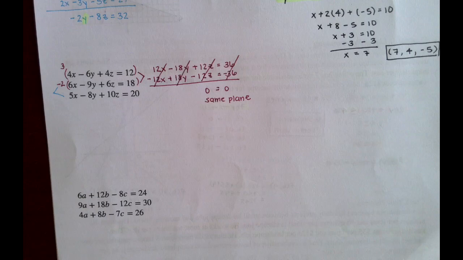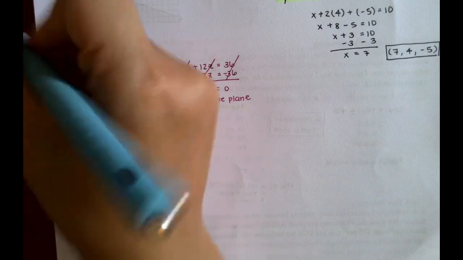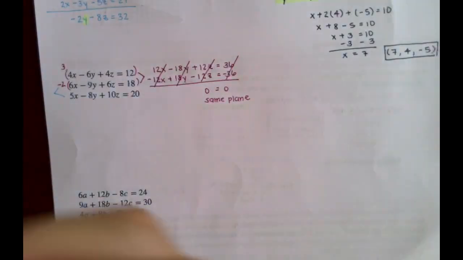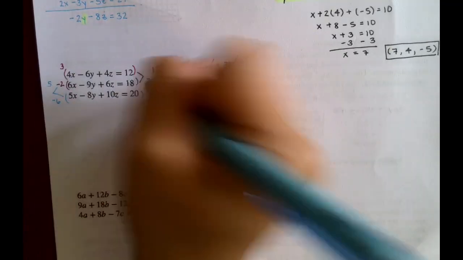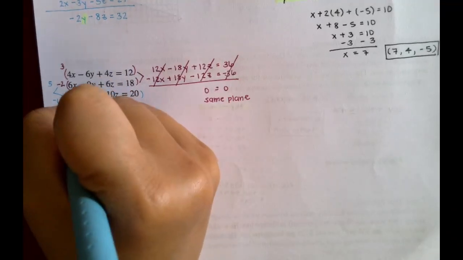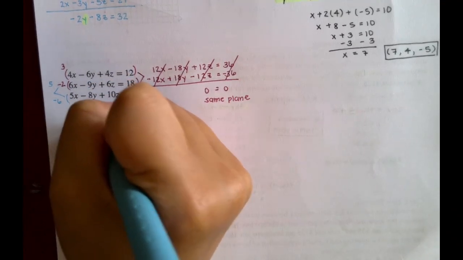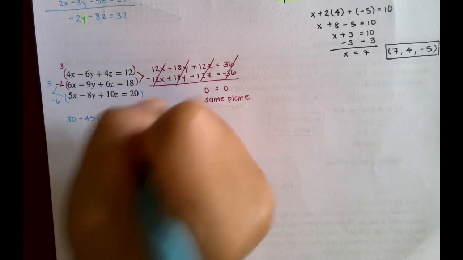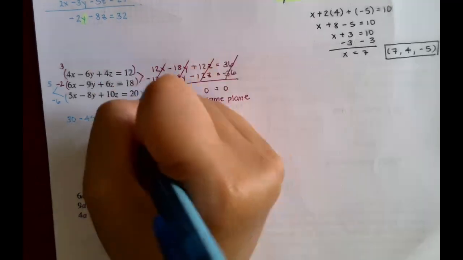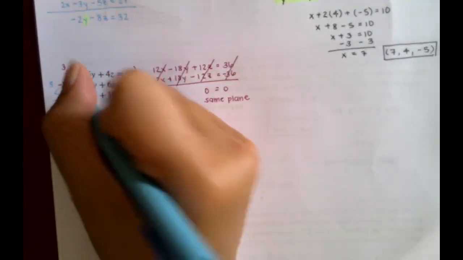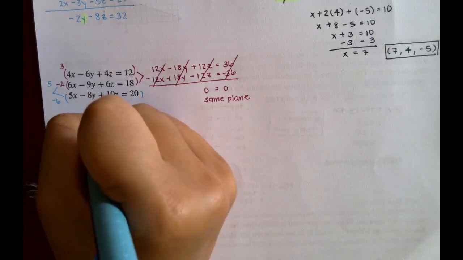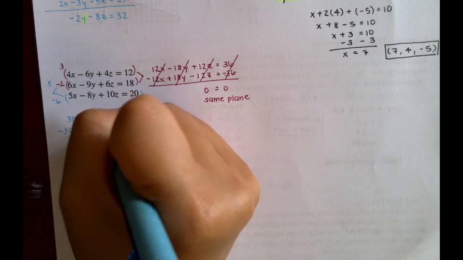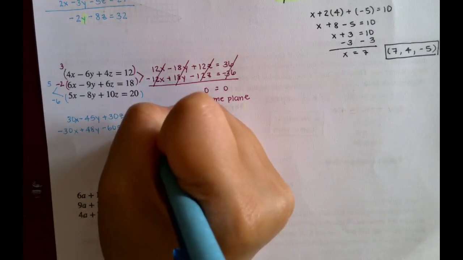I'm going to eliminate x again. And so then 6 and 5, the least common multiple is 30. So I'm going to multiply this one by 5 and this one by negative 6. So the second one will be 30x minus 45y plus 30z equals a big number, 18 times 5, 90. Bottom one here, negative 30x, I forgot my x, negative 30x plus 48y minus 60z equals negative 120.